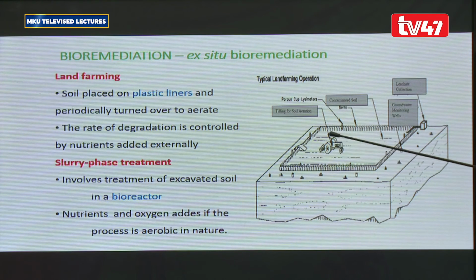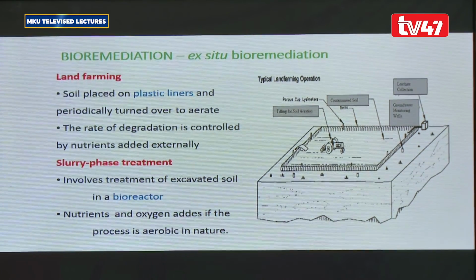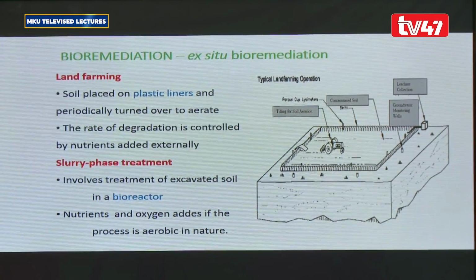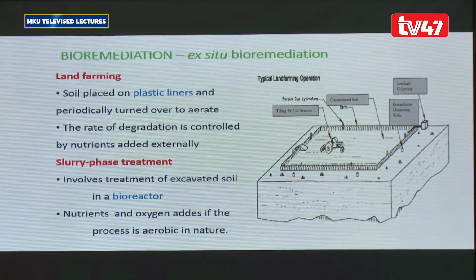And you have, I don't know whether you can see on camera, my small tractor there, which is trying to till the soil. The idea is to aerate the soil. It is mixing the soil up so that air can get into the soil. In biopile, we had some tubes running into the soil which would infuse the air into the soil. So the difference here is you use a mechanical or a tractor system to move the soil around. So the rate of degradation is controlled by nutrients which are added externally.